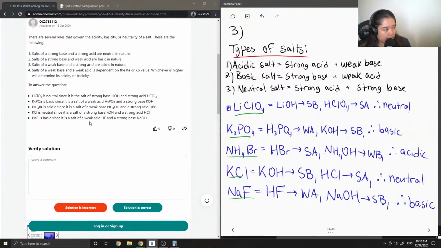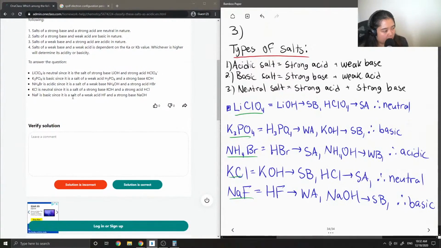To answer the question, this one's neutral, a salt of a strong base and strong acid. K3PO4 is basic since it's a salt of a weak acid and strong base. And ammonium bromide is acidic since it is a salt of a weak base and a strong acid. Potassium chloride is neutral since it's a salt of a strong base and strong acid. Lastly, sodium fluoride is basic since it is a salt of a weak acid and a strong base. Yep, so this solution is correct.